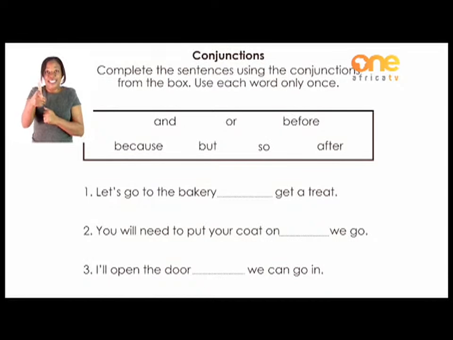Let's look at number 1, sentence number 1. Let's go to the bakery, get a treat. What conjunction do you think we can use there? We go to the bakery, we get the treat. I think we will use "and". Let's go to the bakery and get a treat.